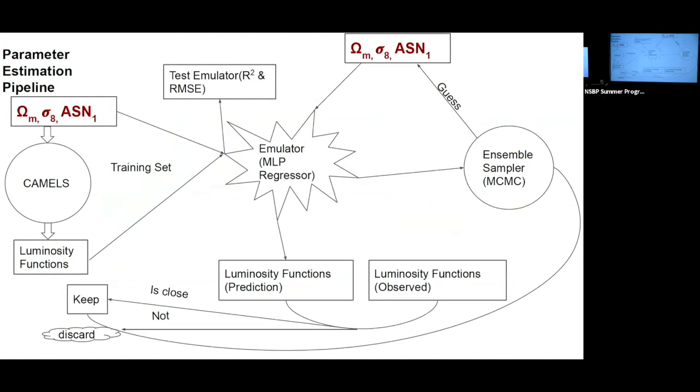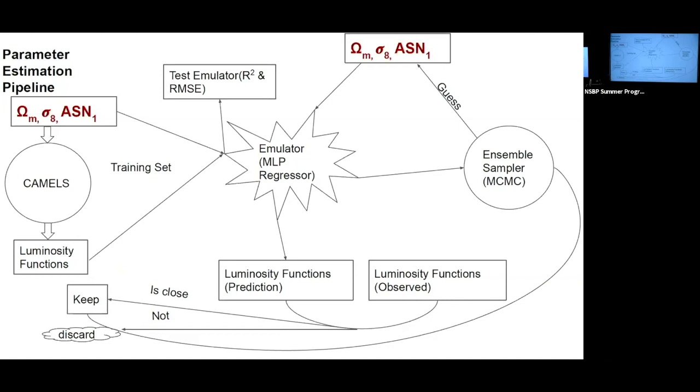So we run, normally we would run the CAMELS set on the MCMC. Instead of that, we're running the emulator on the MCMC. So what MCMC does is we input luminosity functions into it, and it gets us a set of parameters as an output. And then the parameters that are output are again fed into the emulator, which then outputs predictions.